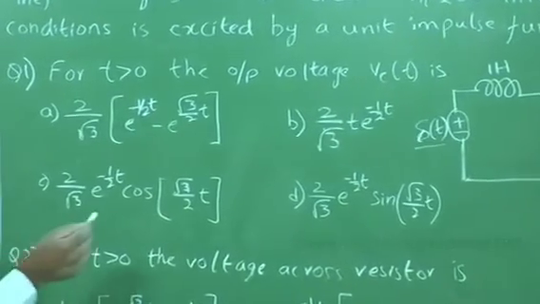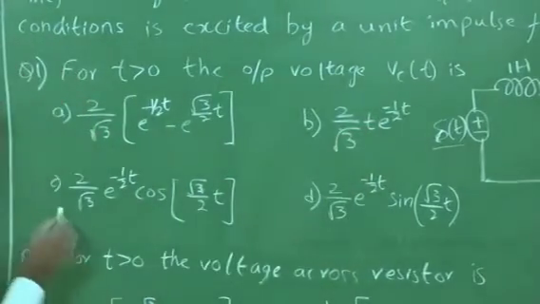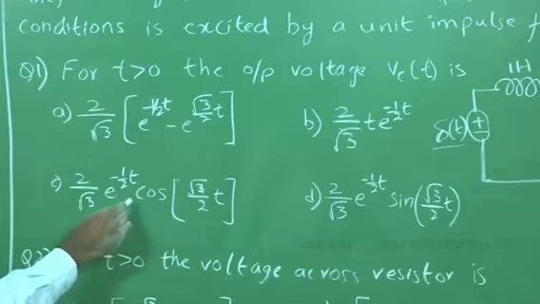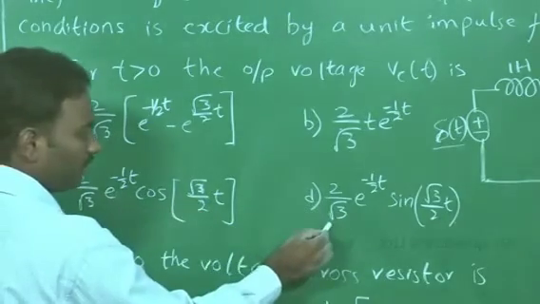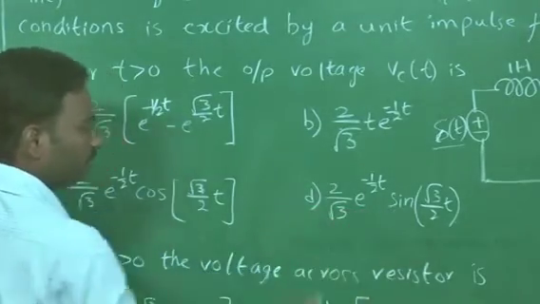Option B, 2/√3 times t times e^(-t/2). Option C, 2/√3 e^(-t/2) cos(√3/2 t). Option D, 2/√3 e^(-t/2) sin(√3/2 t).